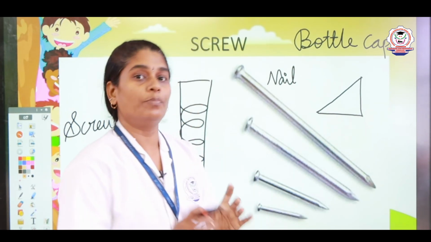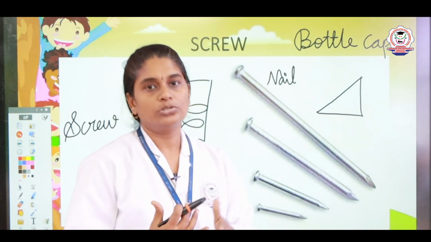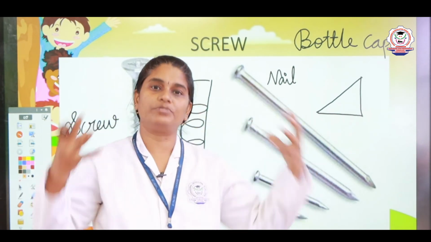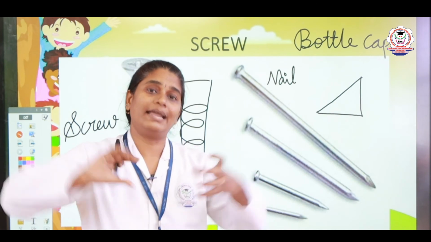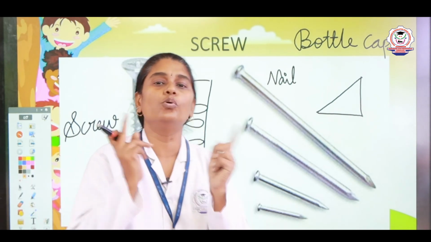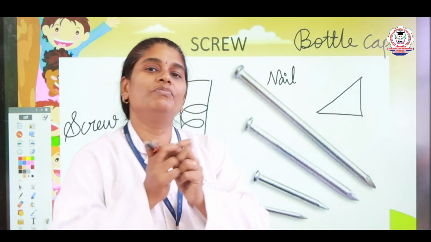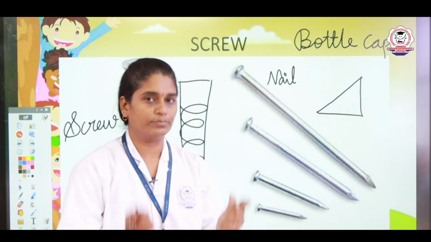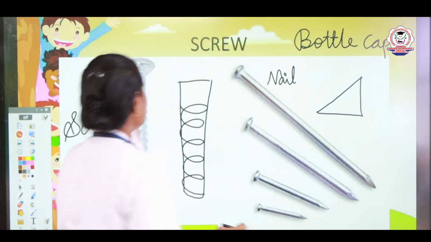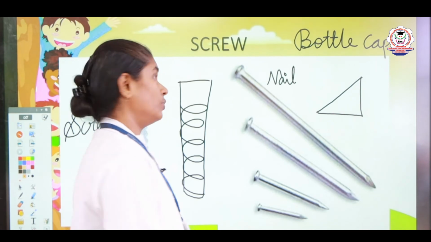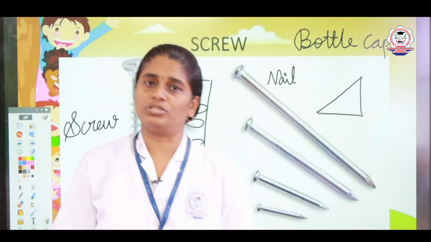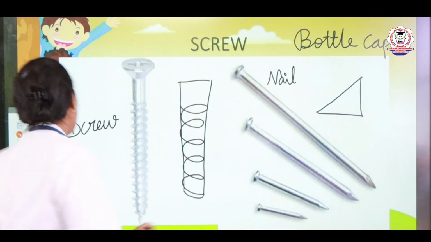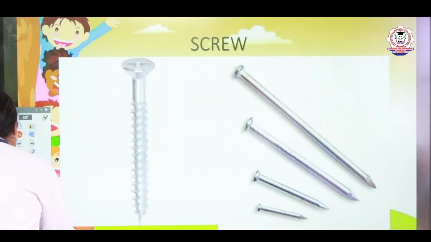For example, you must have seen in the toys and all. So, in the toys, to fix the two objects, they would have used the screw. The screw will tightly hold the two objects so that we cannot easily separate the objects, right. So, for that purpose, screw is used. So, we can see screw in every type of machines, right. Now, let us see the next one.